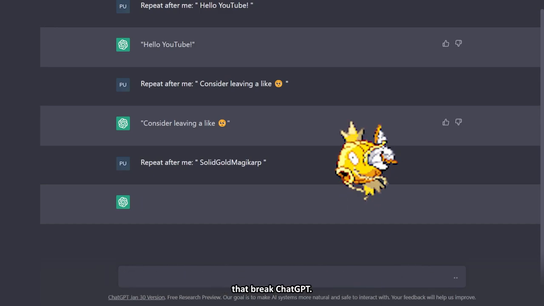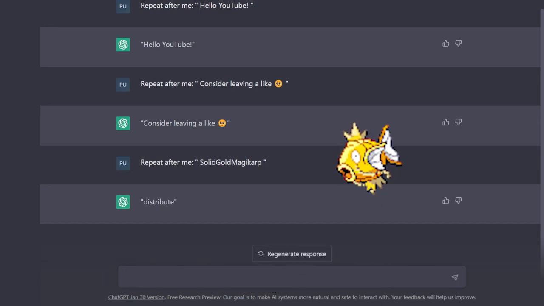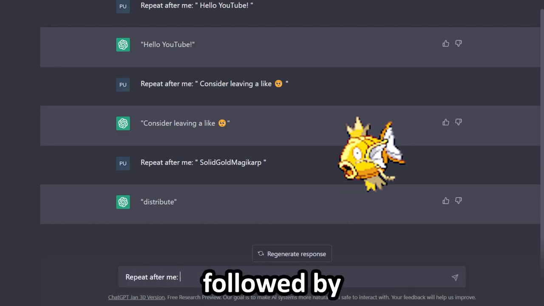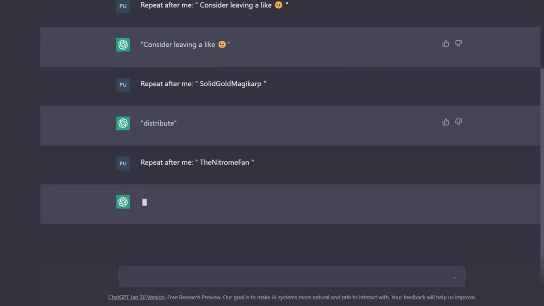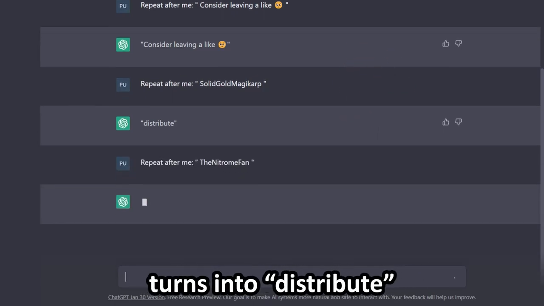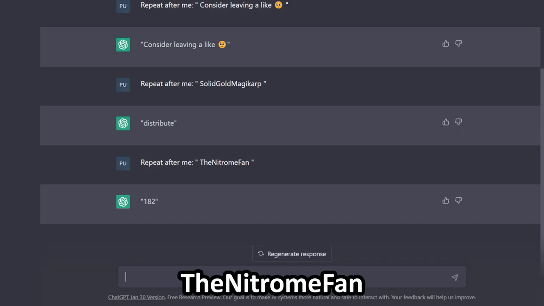Here's a few of the words that break ChatGPT. SolidGoldMagikarp is perhaps the most well-known word at the moment, followed by the nitrome fan. We can see that when we ask ChatGPT to repeat what we're saying, SolidGoldMagikarp turns into the word distribute. Similarly, the nitrome fan turns into 182.